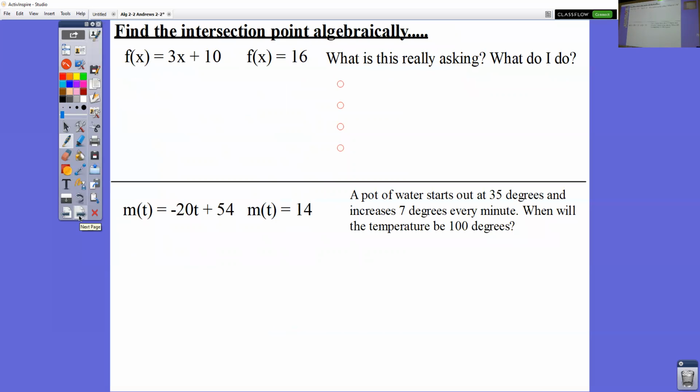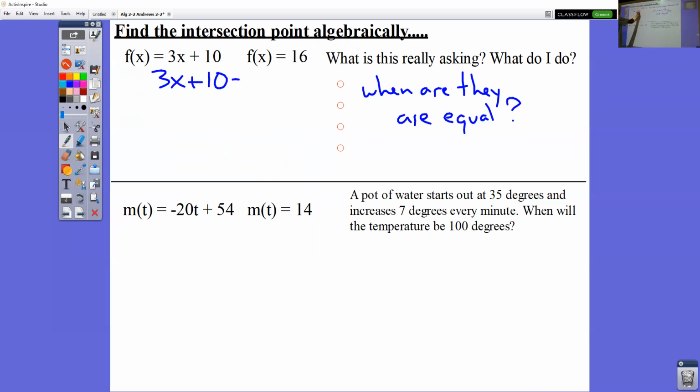Sometimes they're going to have you find the intersection point algebraically. If they gave you f of x equals 3x plus 10, and f of x equals 16, what is this really asking you to do? It's really asking you, when are they equal to each other? So all that you would have to do is set them equal to each other and then solve. So minus 10 is just a two-step equation. 3x equals 6, divide by 3, x equals 2. So at x equals 2, that's when they are equal to each other.